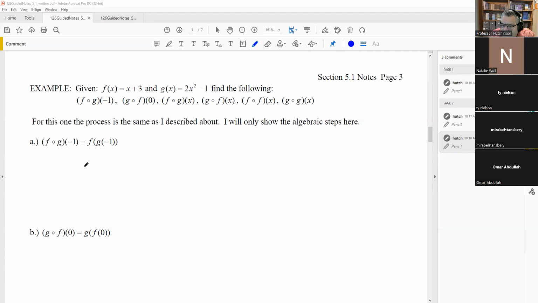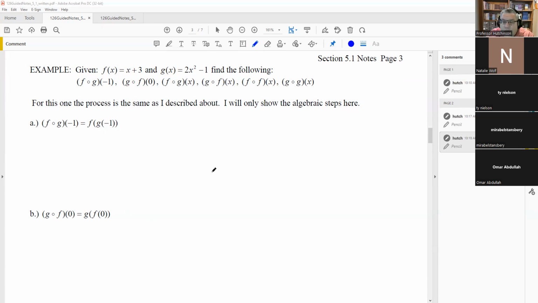So let's start with f of g of -1, which is the same thing as this right here. Now, when you see these problems on a test, you're not going to see this part written out for you like that. You'll have to know to use the definition to write it specifically this way. They are written this way in your notes, but in actuality, you'll be writing this down on your own as part of the first step. And you'll see that when we do the review next week. Okay, so we have f of g of -1.